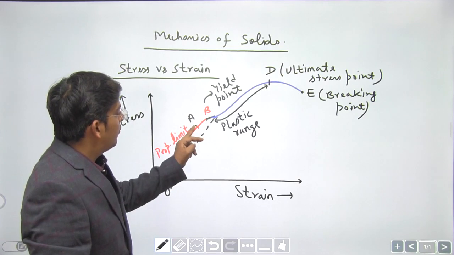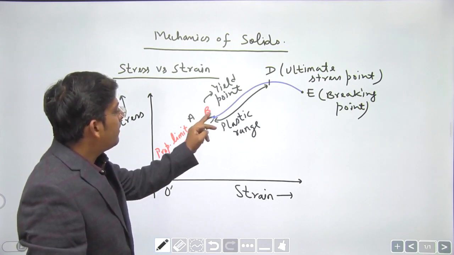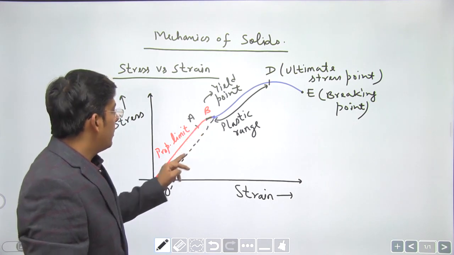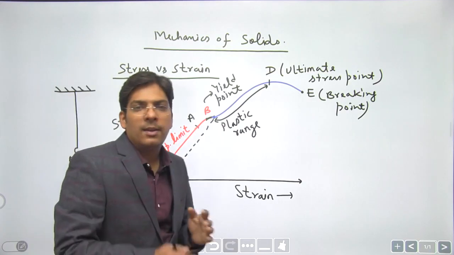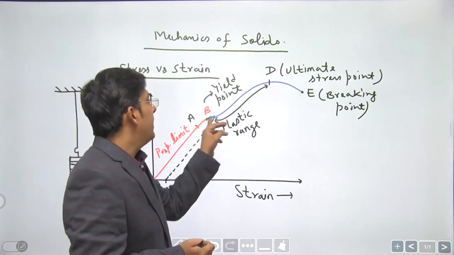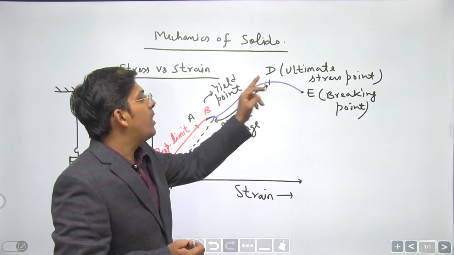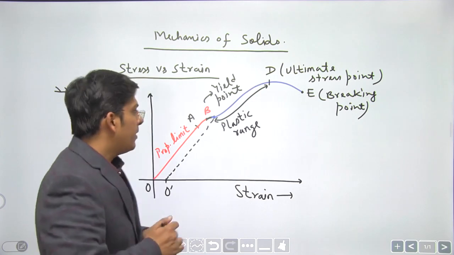After that, the graph becomes a little curved. At point B, if the wire is unloaded, there is a permanent strain in the wire. Beyond point B, there is a larger increase in strain for a comparatively smaller increase in stress. BD is called the plastic range. D point is called the ultimate stress point, and E is going to be the breaking point, right, dear students?